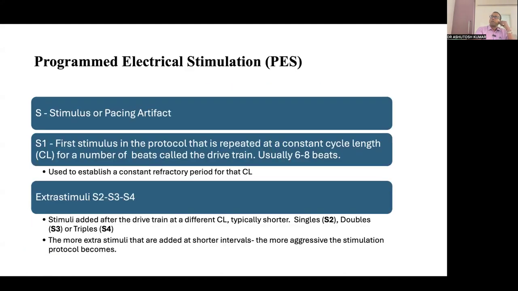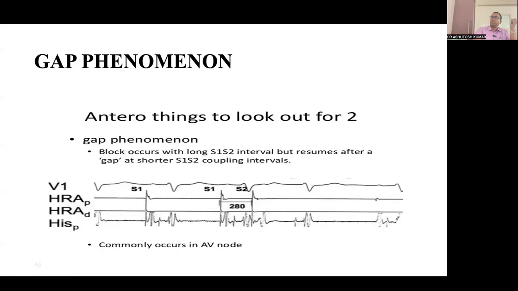So programmed electrical stimulation, the stimulus or pacing artifact will be there. S1 is the first stimulus in the protocol that is repeated at constant cycle length. The train of beats at that cycle length is called the drive train. It is usually 6 to 8 beats and is used to establish a constant refractory period cycle length. Then S2, S3, S4 protocol, depending on how many extras we are giving. And S3 and above is always taken as aggressive.